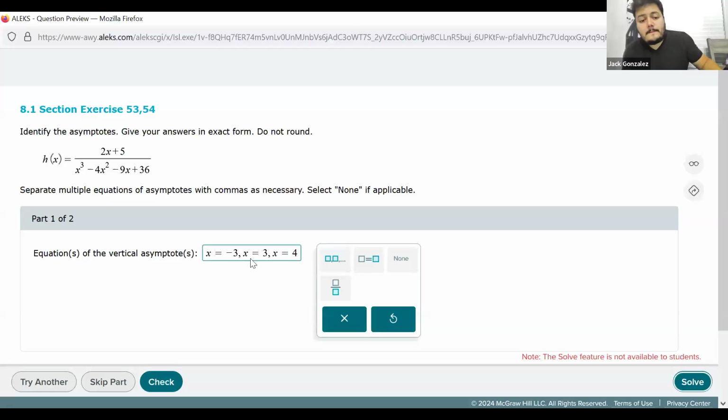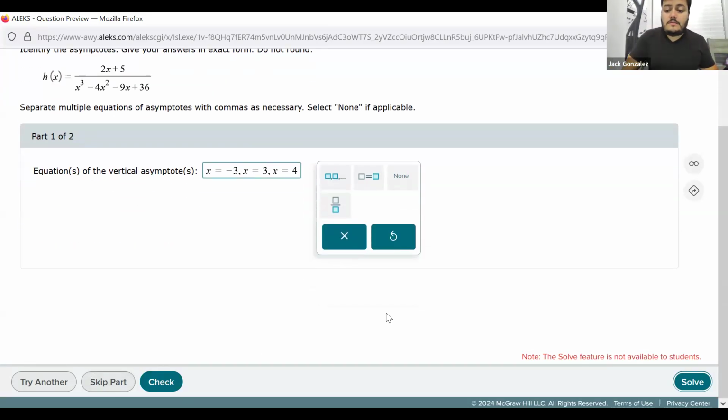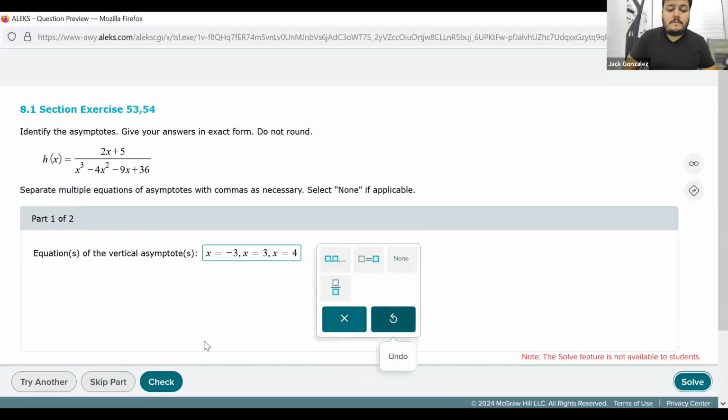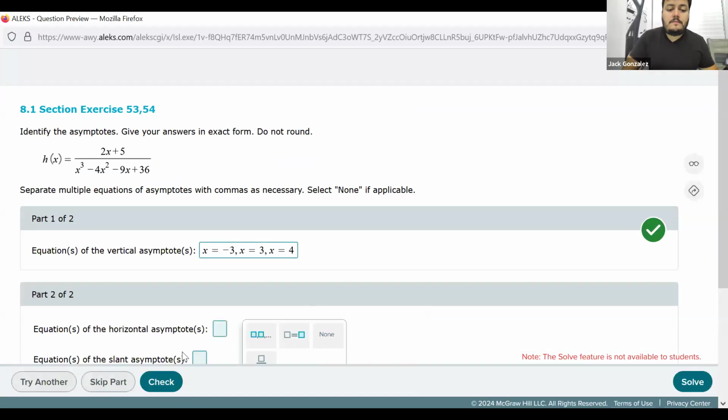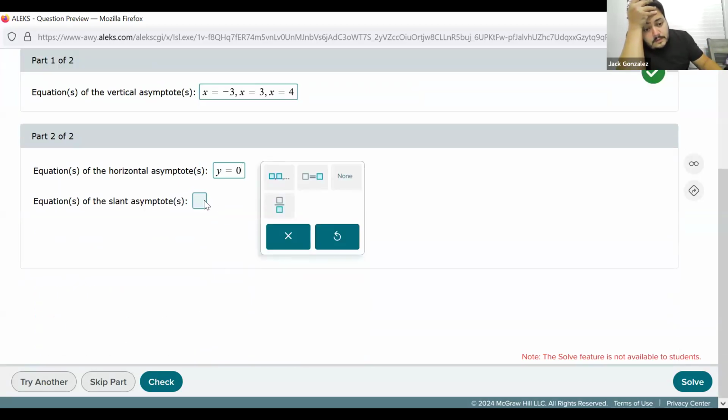So that's where they get this from. Okay. Equation of horizontal. Remember, I gave you a page, I think a worksheet about this. It said if the bottom degree is bigger, then your horizontal would be y equals 0. And there is no slant.